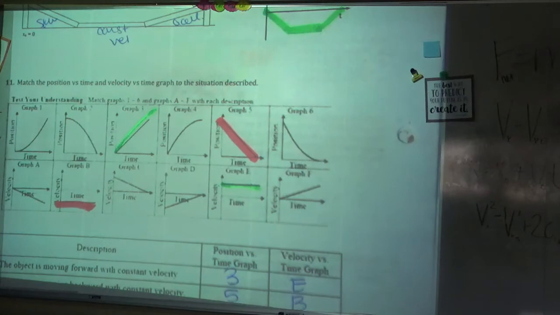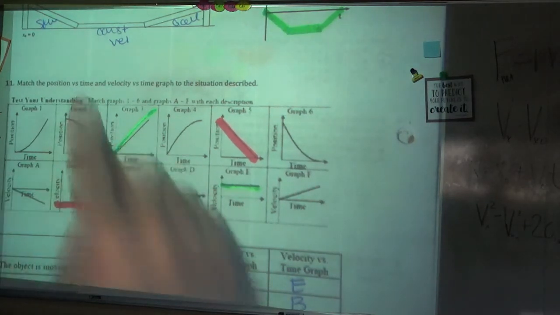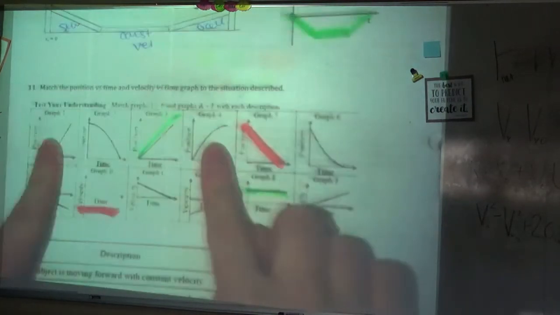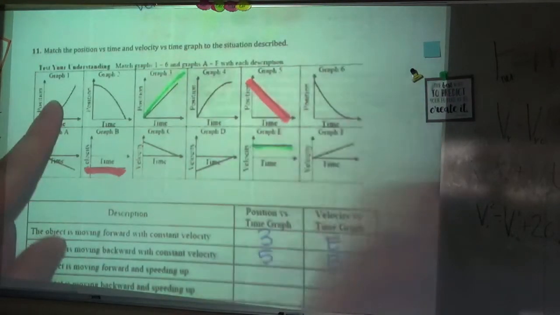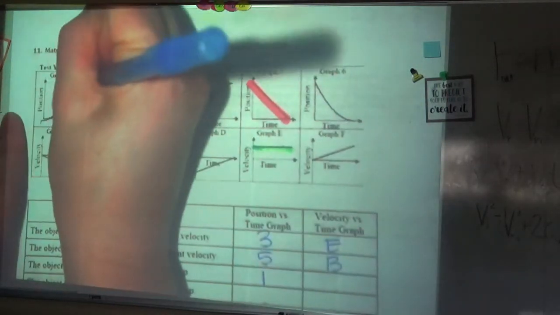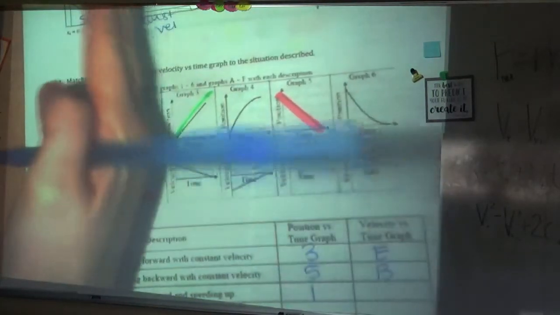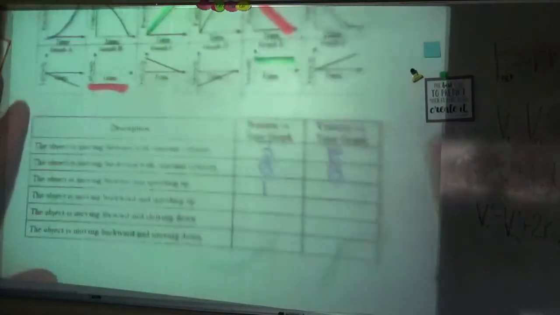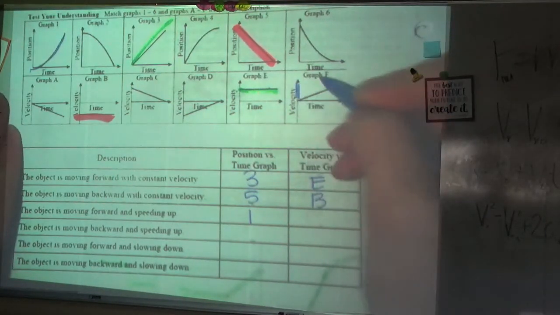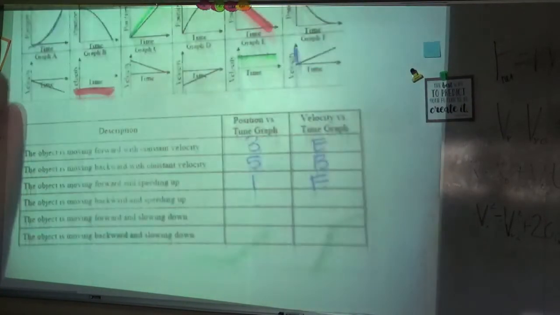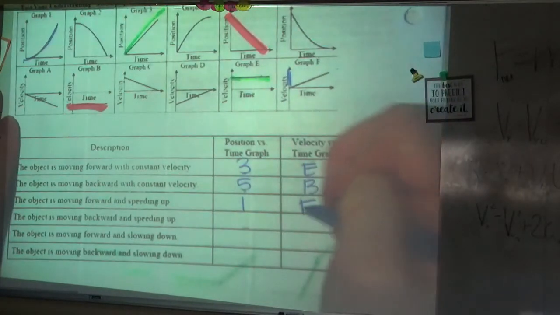Moving forward and speeding up. Moving forward means it's going up, so it's either 1 or 4. And then speeding up means getting faster, so it should be getting steeper. That's graph 1, because it's getting steeper as it goes. It starts flat and becomes steeper. And then the velocity graph would be going up, because I'm increasing the velocity. It's forward, so it's positive, so that is graph F. Positive velocity, and then it's getting faster.